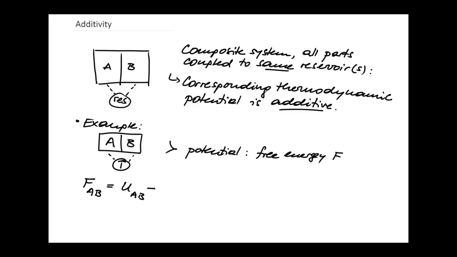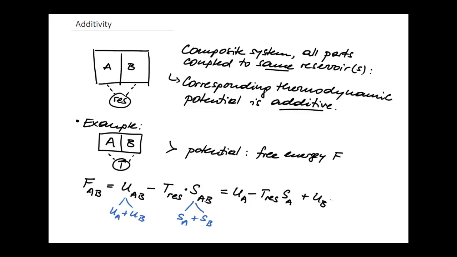Since both parts of the system are coupled to the same reservoir with fixed temperature T, the composite system as a whole is also coupled to this reservoir with temperature T, times the entropy of the composite system. Now the internal energy is additive when you put two systems together. So this is UA plus UB, and so is the entropy. The entropy of the composite system is the sum of the individual entropies. So we can write this as UA minus temperature of the reservoir times SA, plus UB minus temperature of the reservoir times entropy of B.